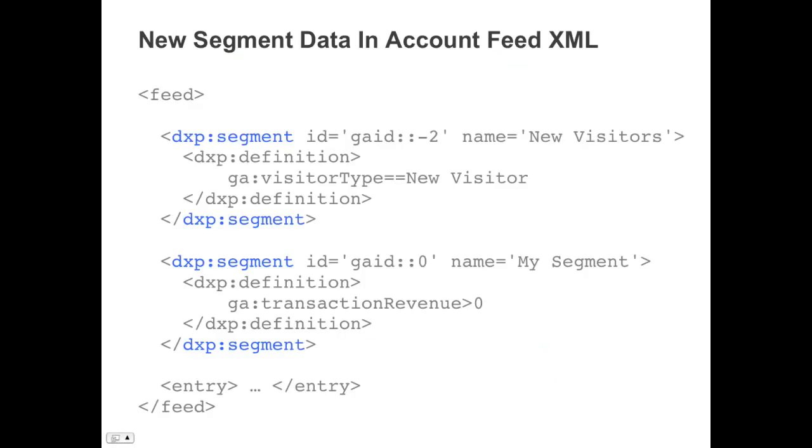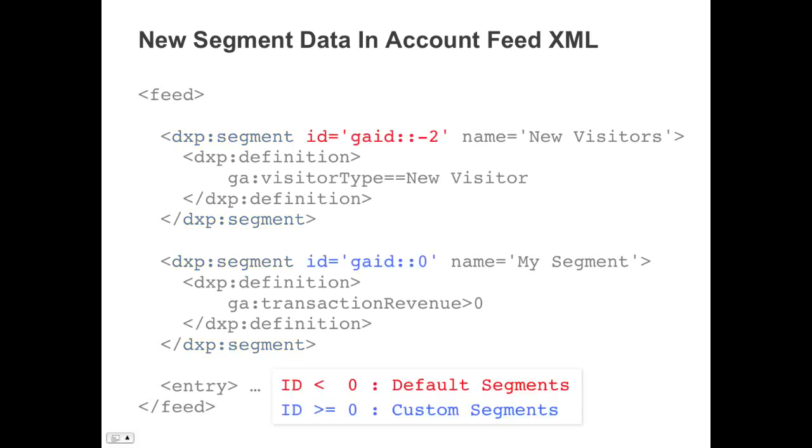Because all account configuration data is in the account feed, each default and custom segment definition is also found in the account feed. Here's an example of the account feed XML. Notice that segments are defined before the entry elements. The new segment elements have an ID attribute. The value of the ID is what is used to reference the segment in the data feed. Notice that all default segments have negative IDs, and all custom segments have IDs greater than or equal to 0.